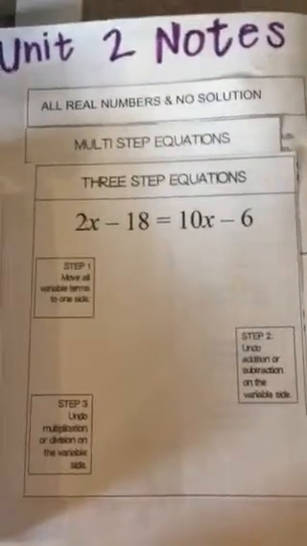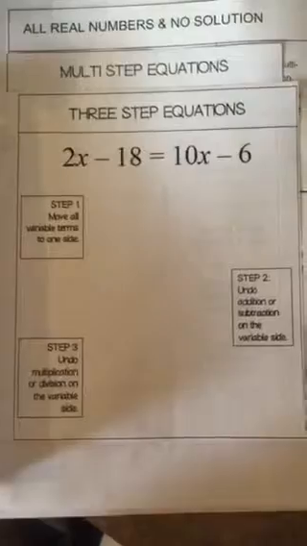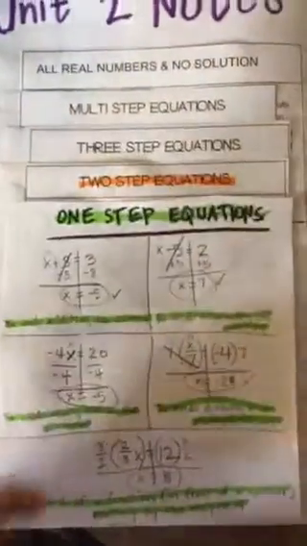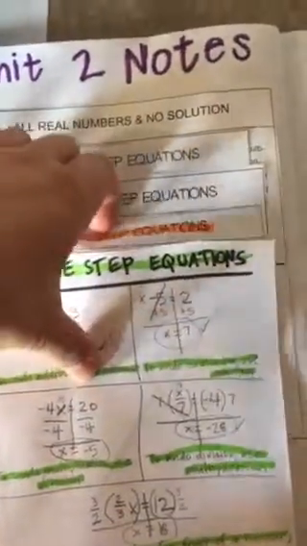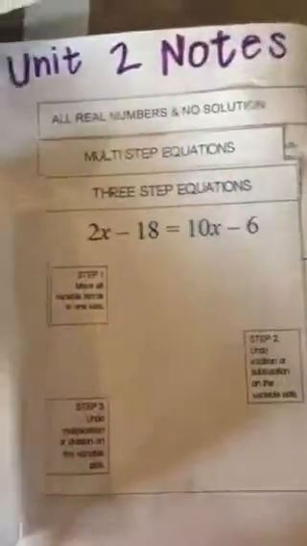Hey guys, these are the notes for lesson 2-5. You can see on these other pages I've used a green and an orange highlighter. So for the three-step equations, I'm going to use a blue highlighter.